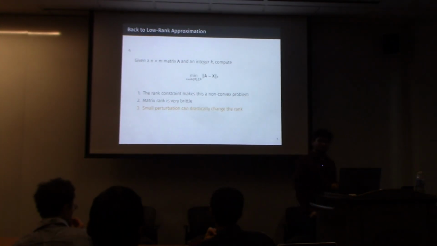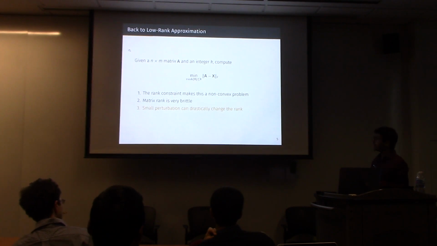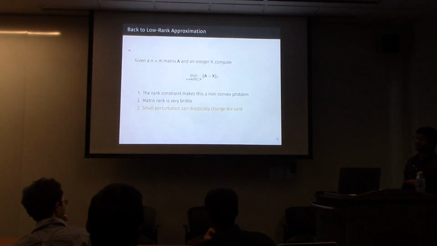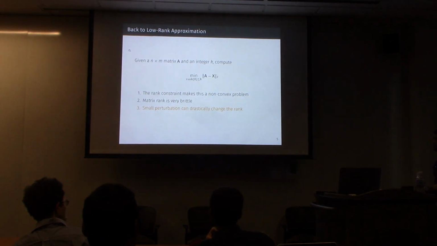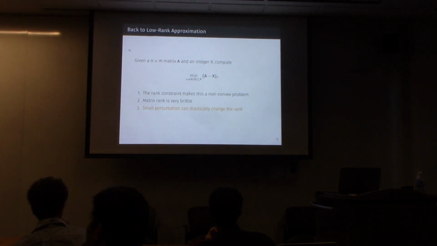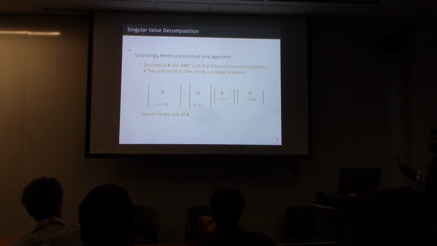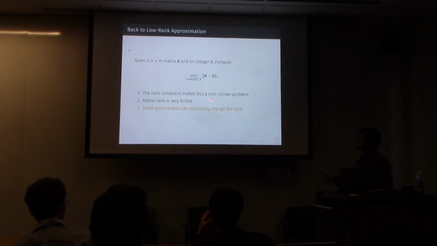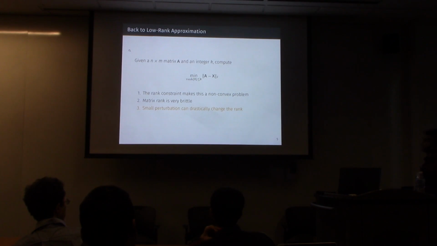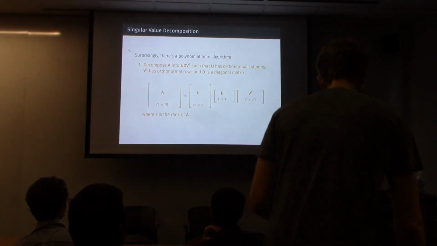So any questions about the problem? I believe Nick had a question here. Why the optimizer exists, yeah. Right. So that's because there's this nice theorem by Eckart and Young, which basically says that you can actually find the optimal solution to the low-rank approximation problem in polynomial time. And let's see why that is the case.